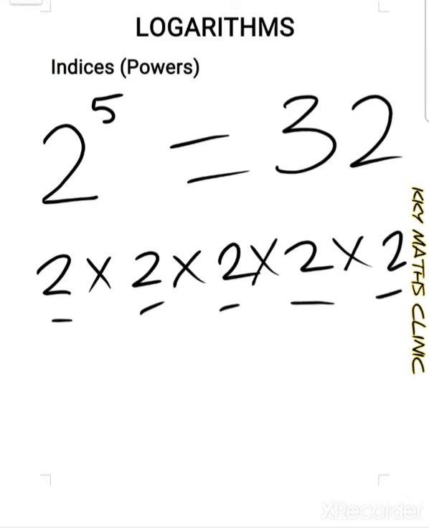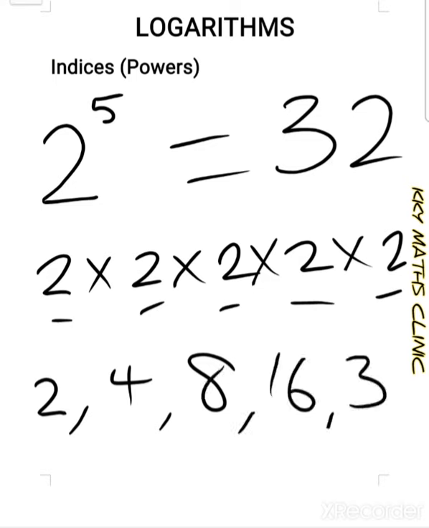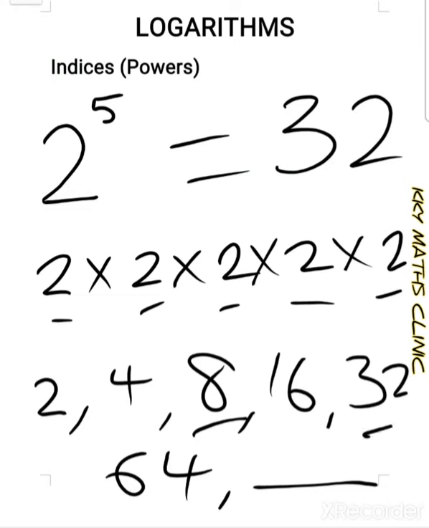Okay, so I can simply say that the powers of 2 are 2, which is 2 raised to the power 1, 4, that's 2 raised to the power 2, 8, 2 raised to the power 3, 16, 32, 64, and so on. The list goes on. So these are the powers of 2. When I see 8, for instance, I know it is 2 raised to the power of 3. If I see 32, I know it is 2 raised to the power of 5.